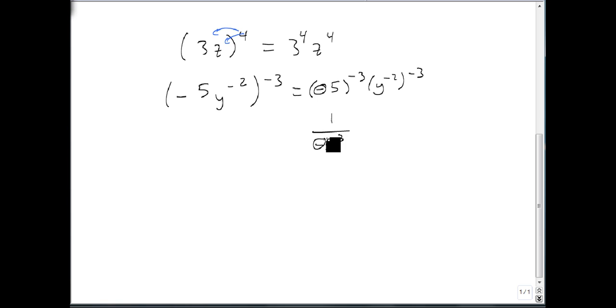We'll deal with that in a second. We have 1 over 5 to the third, and y to the minus 2 raised to the minus 3 is y to the minus 2 times minus 3, which becomes y to the sixth. So I end up with a y to the sixth on top, a 5 cubed on bottom, and we move our negative sign to the front or to the top since we don't like it on the bottom.